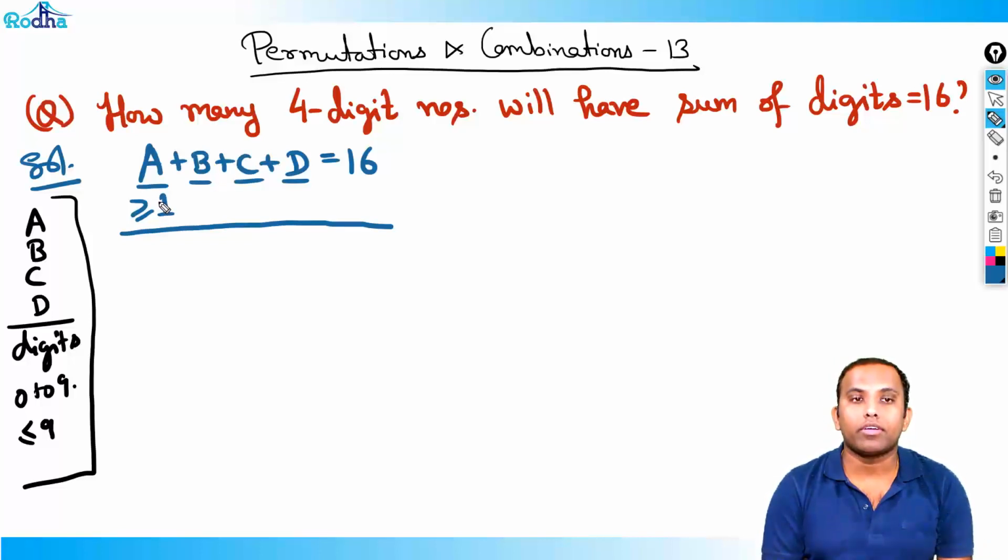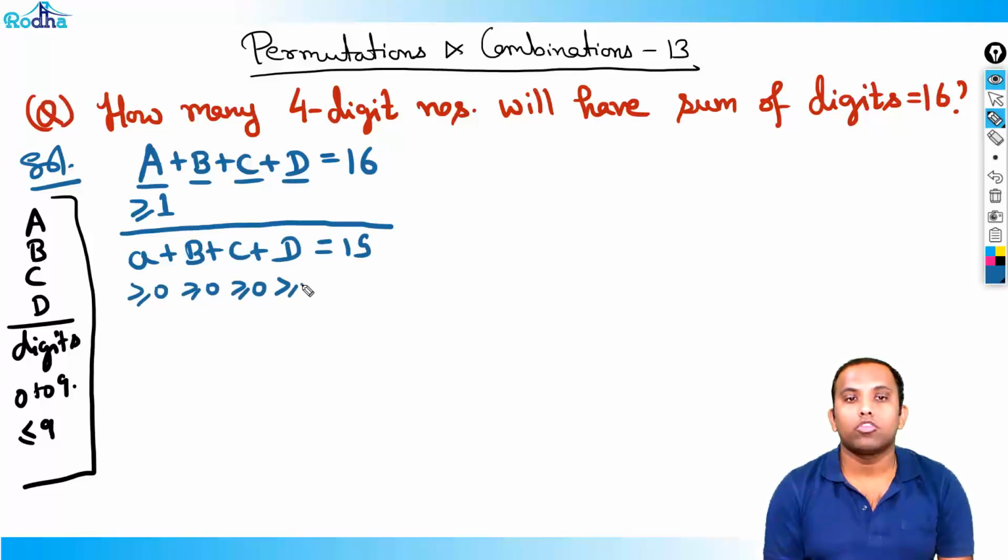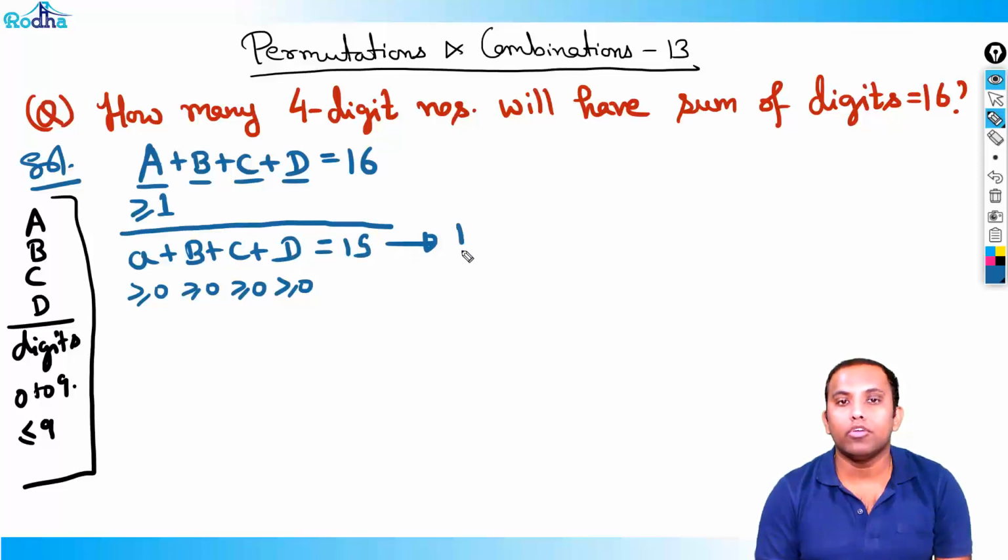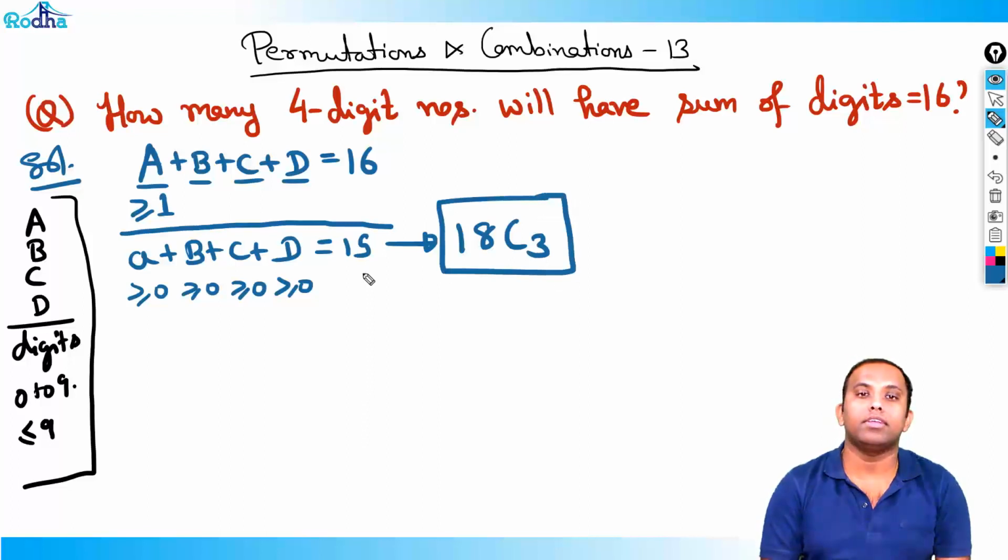So if A is greater than or equal to 1, then A plus B plus C plus D equals 15, and all can now be 0. So what is the number of solutions? The number of solutions for A plus B plus C plus D equal to 15 is 15 circles plus 3 plus signs, so 15 plus 3, 18C3.